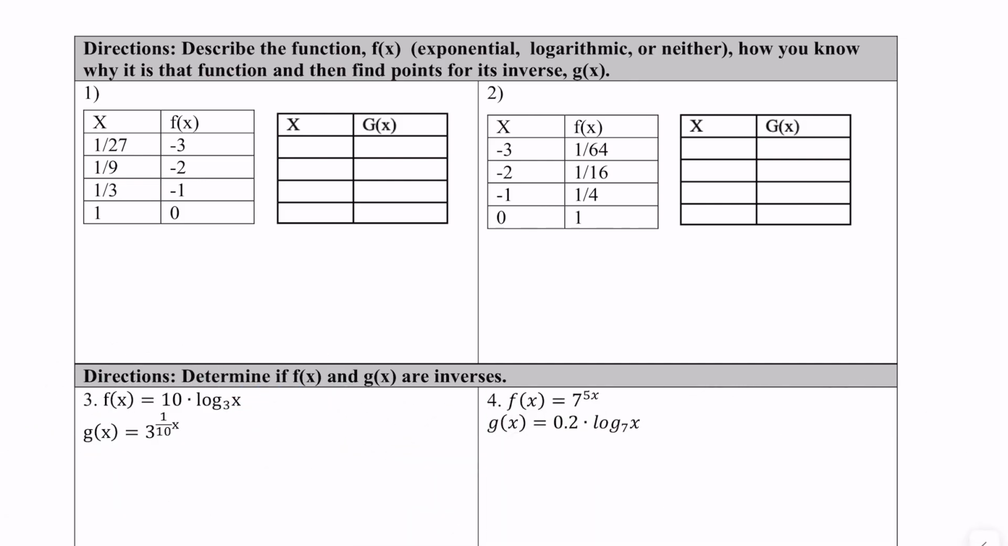Inverses of exponential functions. So here comes our first problem. It says, it's kind of cool, describe the function as exponential, logarithmic, or neither. And how do you know it's that kind of function? Then give 5 points for its inverse.